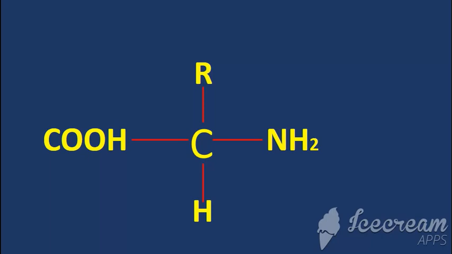These different amino acids combine in different ways or sequences to form different proteins. The simplest amino acid is glycine. In the glycine molecule, hydrogen is present as the R group.